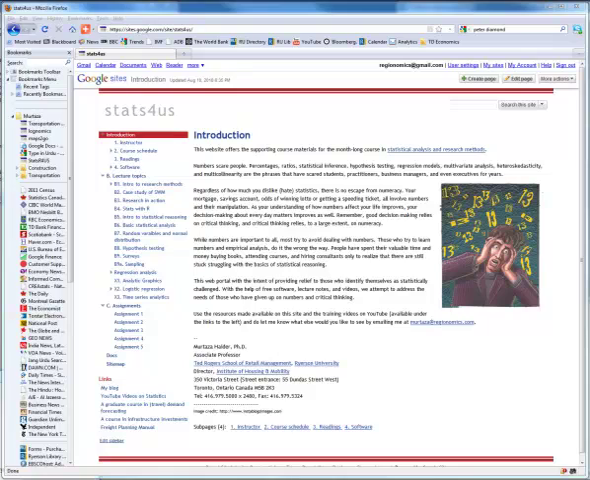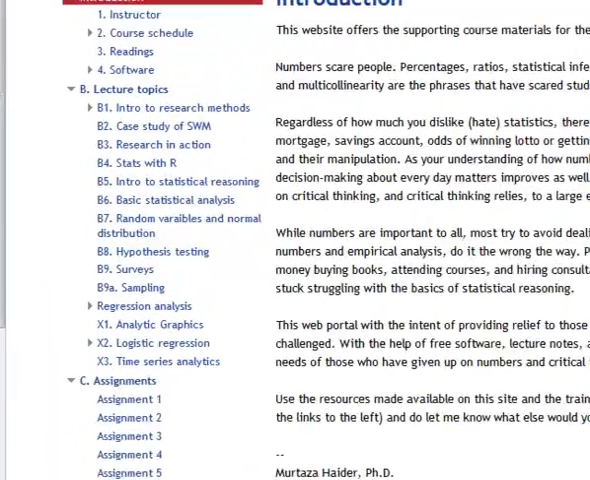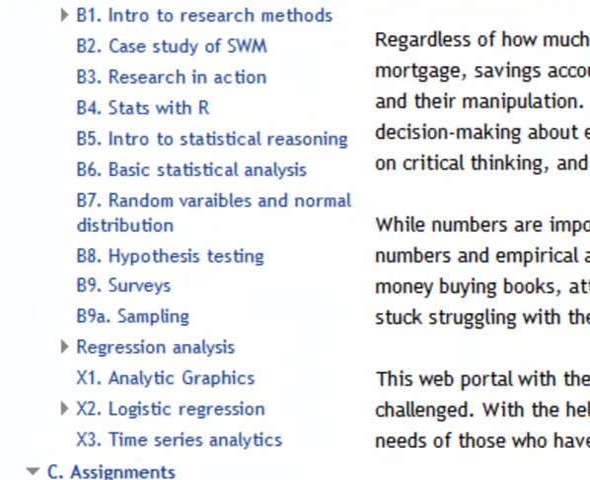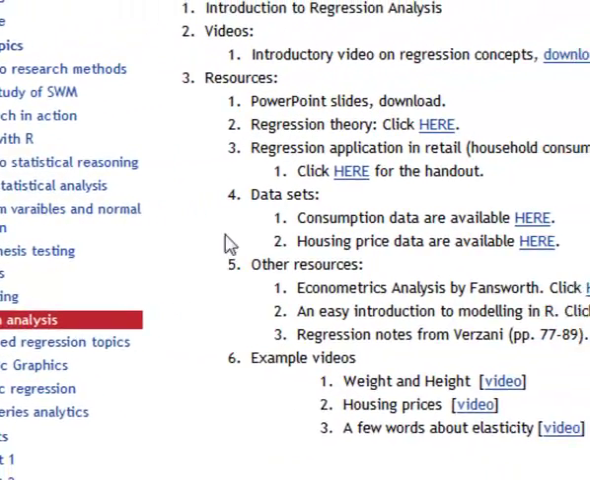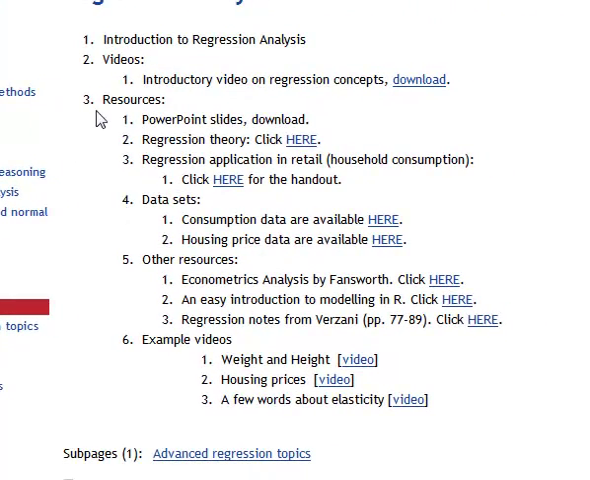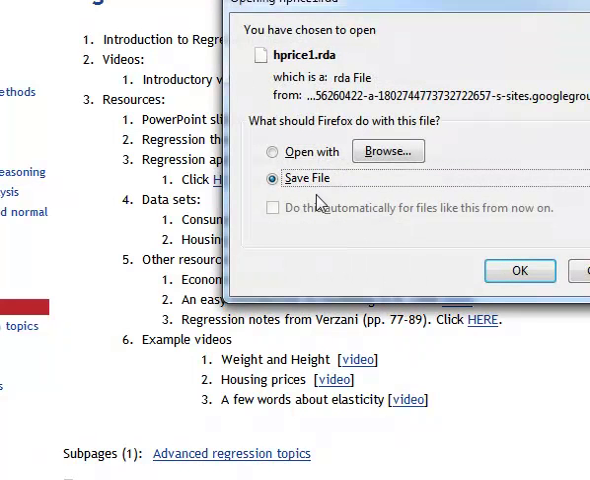Let us now run these regression models and do a hands-on training. We go on our website, click on regression, and under regression analysis, under item 3.4, we have the data sets. Let's start first by downloading the housing price data, and I can save this file.